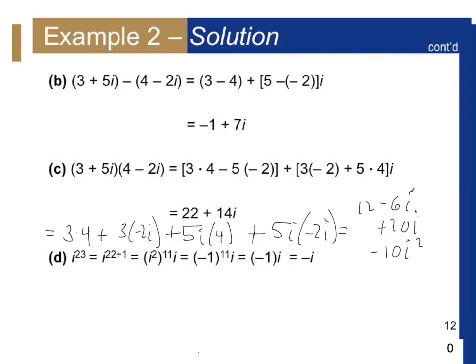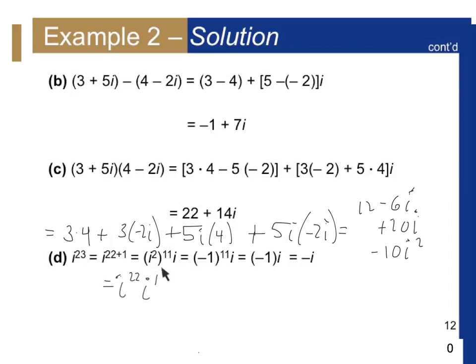They didn't show that intermediate step there, but let me show it. So this is I to the 22 times I to the 1. So that's our intermediate step, and then we can say, well, I to the 22 is just I squared to the 11th.